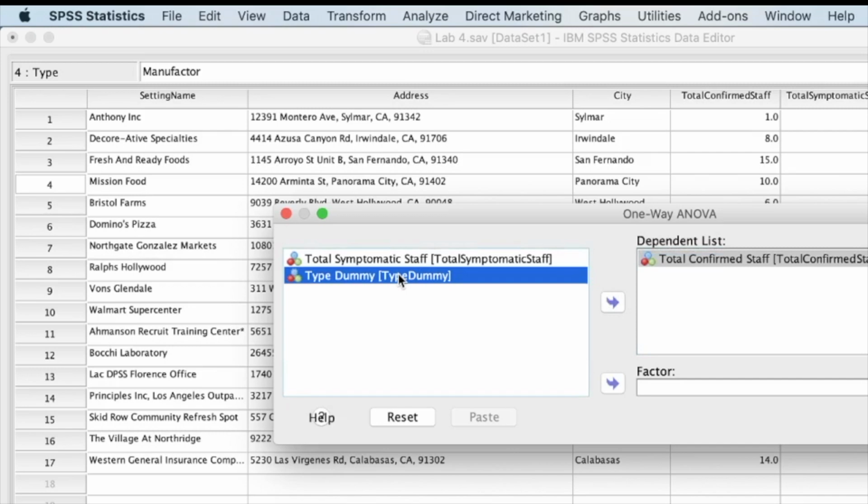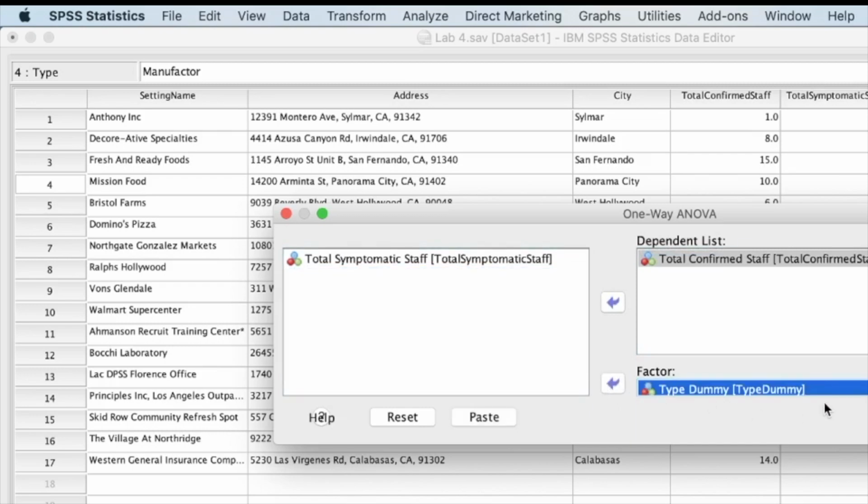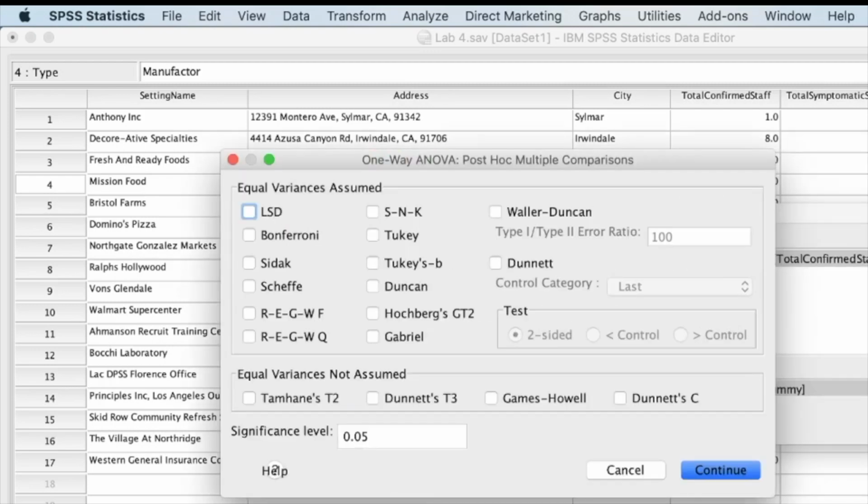And then, so my type is my factor. So that's my independent variable, right? And then we also have our post hocs. So I want to just do my post hocs, and I'm just going to check Tukey.